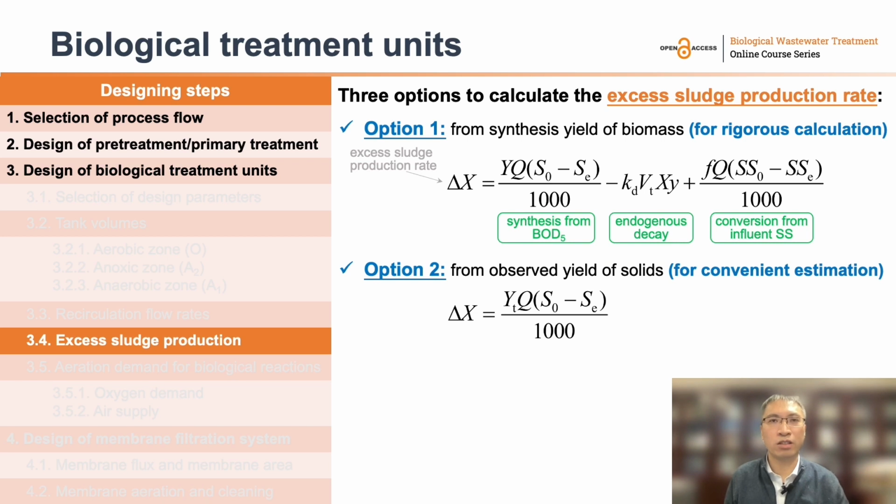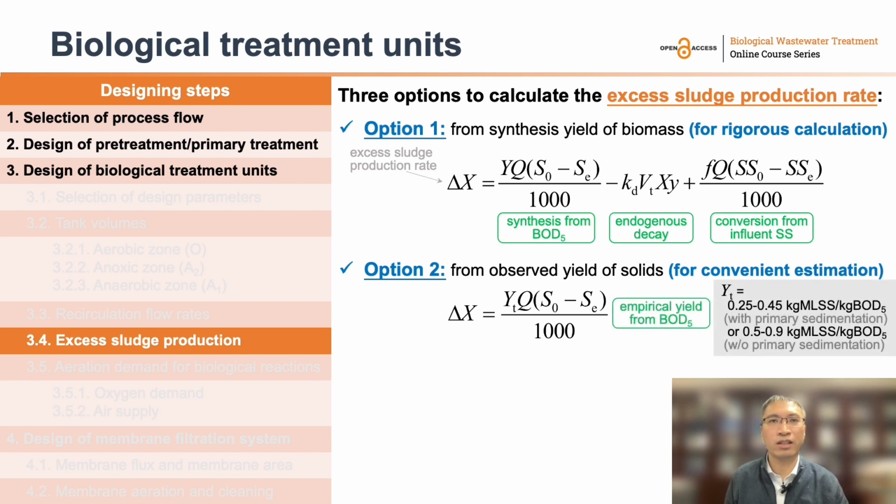In addition to this rigorous calculation based on mass balance, there are other options to roughly estimate the excess sludge production. Option 2 is to calculate from the observed yield of solids. Here YT is the empirical observed yield of solids from BOD, which is considered to be slightly lower than that of CAS. This option offers a convenient estimation during practical operation due to its simplicity.